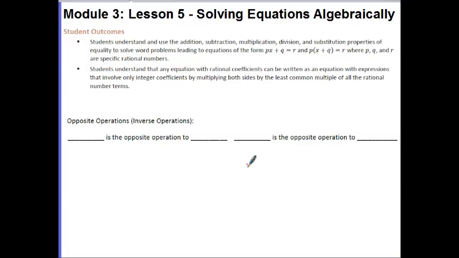The first thing we need to look at is the idea of inverse operations or opposite operations. For example, we know that addition is the opposite operation to subtraction, and multiplication is the opposite operation to division. One other operation that you're going to see in 8th grade and beyond would be squares and square roots. But we'll take a look at that more in 8th grade.